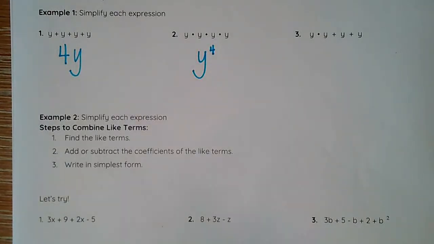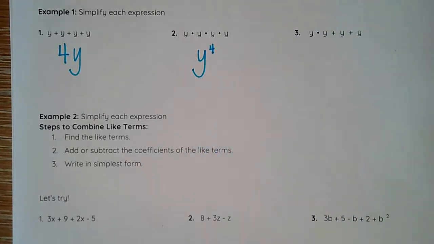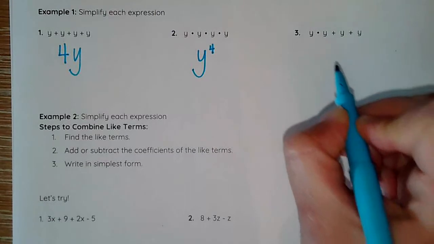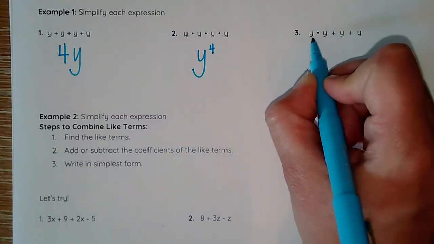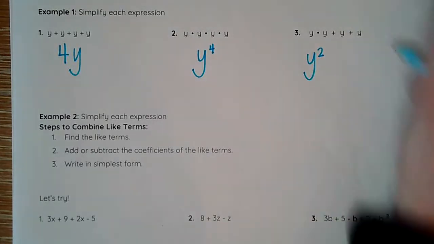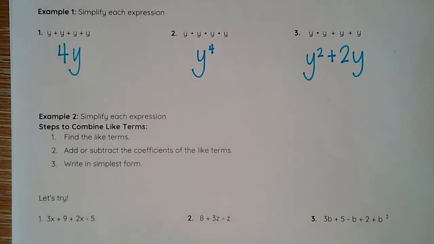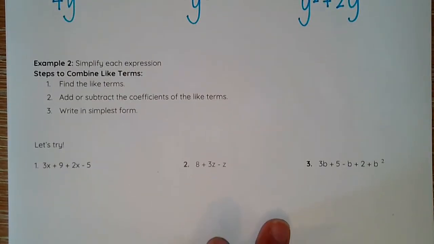And then lastly, we have y times y plus y plus y. So then we can combine that by saying, okay, well, we've got y being multiplied by itself 2 times, and then we add that to 2 times y. Again, paying very close attention to those symbols. All right, so let's go ahead and take a look at a couple more examples.